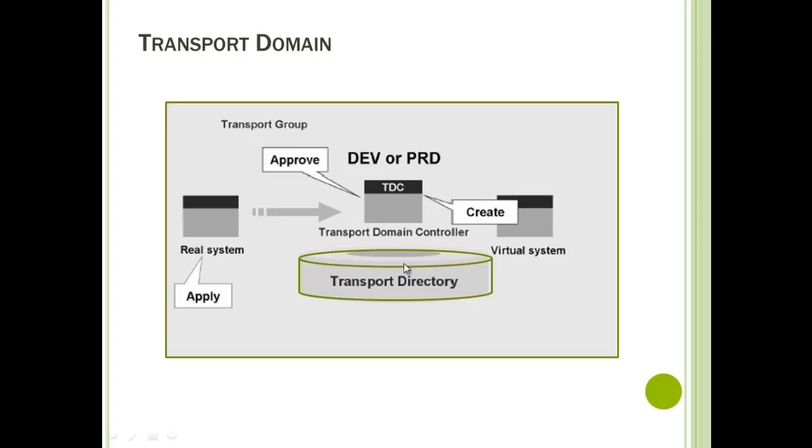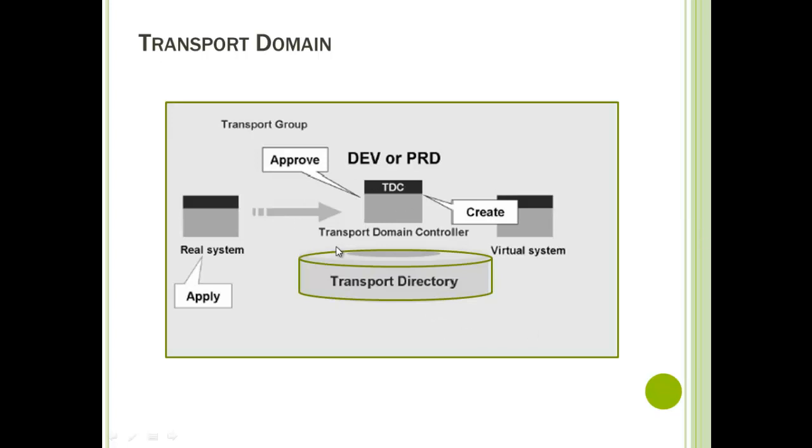Whenever you add a new SAP system to the existing domain, you need to apply to join this particular domain from the new system. So in the domain controller, when you log in, you will see this request in the STMS initial screen, which needs to be approved by the domain controller. Only then will this be added to this particular domain.